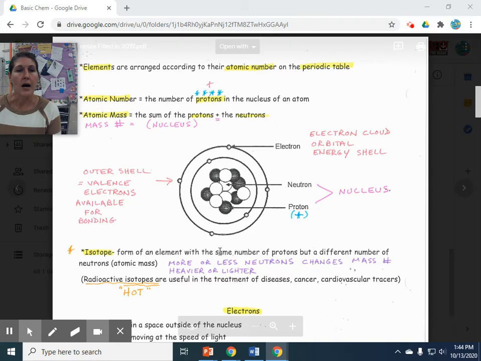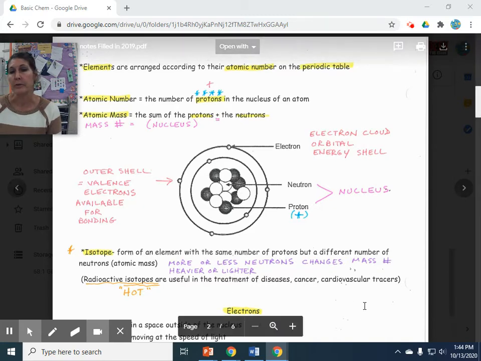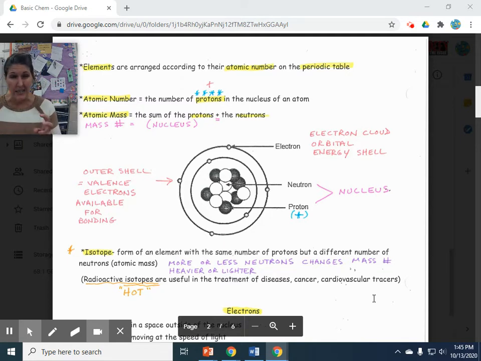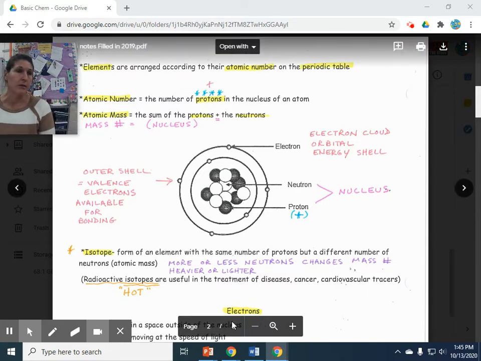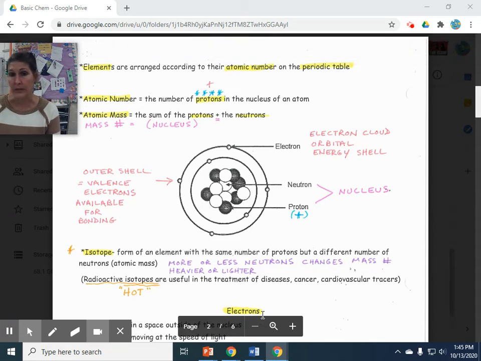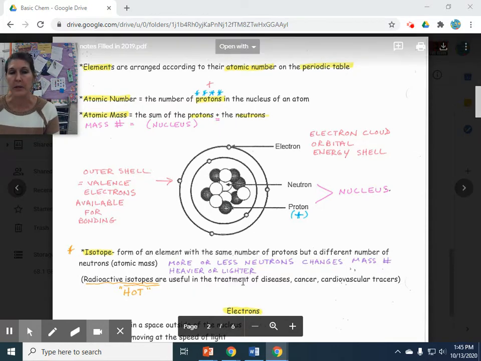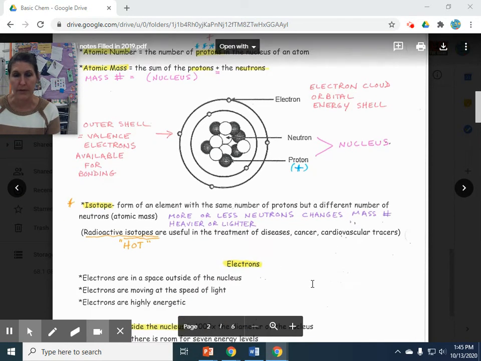Radioactive isotopes are useful in the treatment of diseases. We can use them to treat cancers. We can also track them through the body. With cardiovascular trackers, they're considered hot, so they can use a tracer to see where it goes. Are there any blockages anywhere along the line? Anything with the digestive system. We can pinpoint certain cells, cancer cells, or certain cells within an area, and use that as treatment. So we're doing a lot more with these radioactive isotopes than we have before.